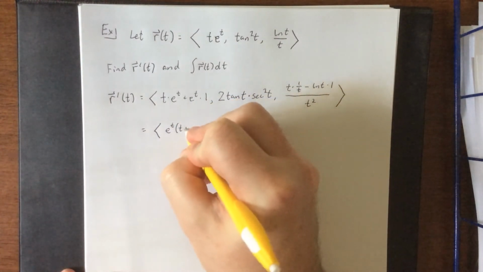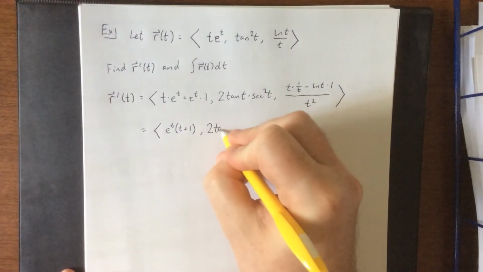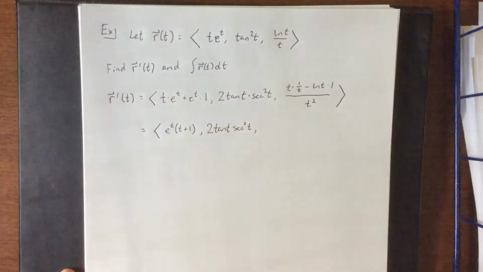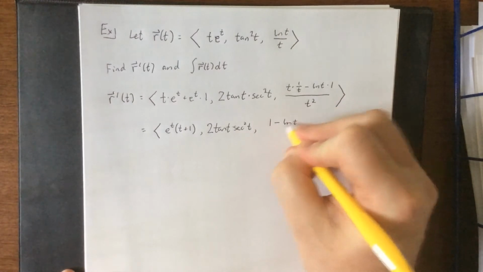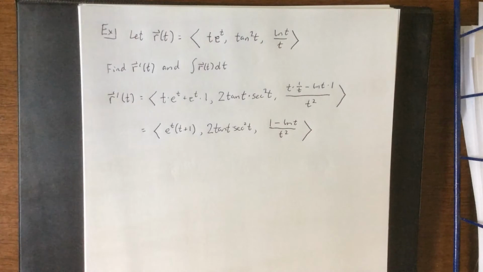Now, though it's not necessary, we could factor out any e to the t, do a little bit of work with this to pretty it up a little bit, and then 1 minus the natural log of t divided by t squared. No problem. Just a straightforward Calc 1 problem applied 3 times, take 3 derivatives.